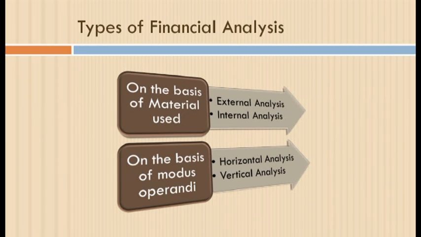Now moving to the next point, that is types of financial statements. If you are going to classify the types of financial statements, broadly two classifications are done. One is on the basis of material used and the other is on the basis of modus operandi. Material used means the information collected from different resources to analyze the financial statements. Material means the sources of information. There are two possibilities: one is external analysis, the second is internal analysis.